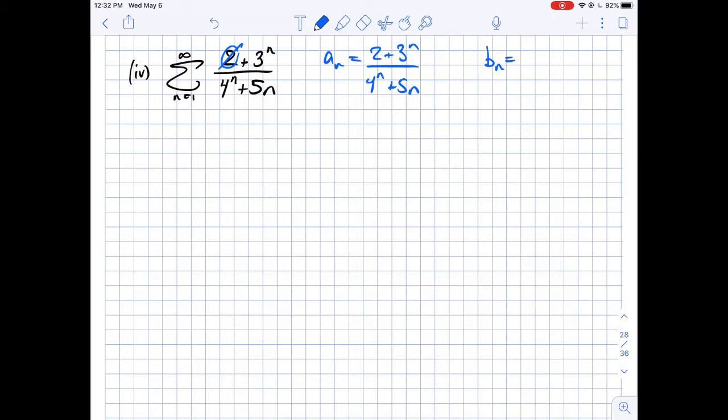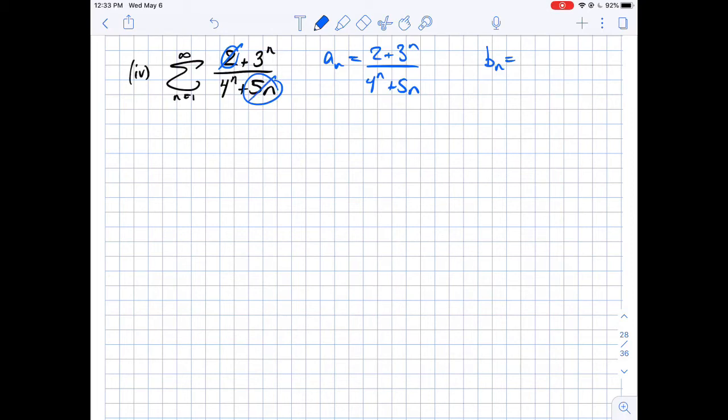Now in the denominator, what do we have? We have an exponential here, and we have just a linear term, 5n. And so here we need to know that this exponential term is going to be the one that goes to infinity faster than 5 times n. And so this 5n term, that is the one that does not matter.